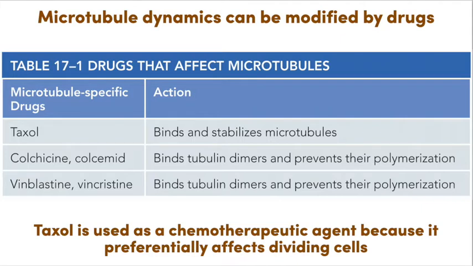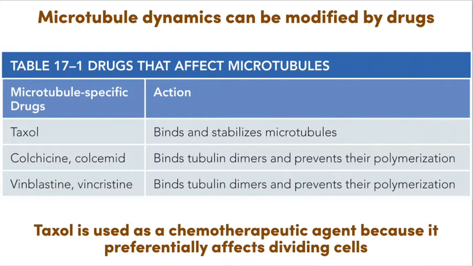Taxol binds to beta-tubulin in a way that antagonizes its GTPase activity, so it actually stabilizes microtubules by inhibiting GTP hydrolysis. But these other drugs have sort of the opposite effect. They bind to dimers of alpha and beta-tubulin and inhibit their polymerization. So they favor the depolymerized state of tubulin and thereby destabilize microtubules.